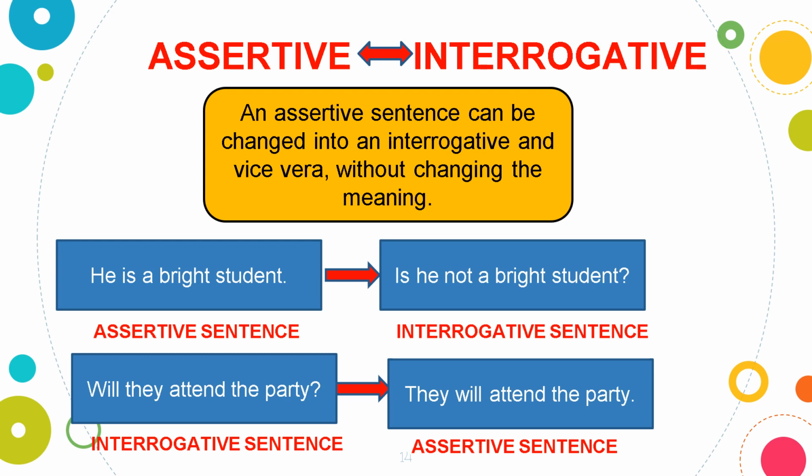The second example, will they attend the party? Now here it's a question and so it is an interrogative sentence. But when we want to change it into assertive sentence, the sentence becomes, they will attend the party with a full stop.